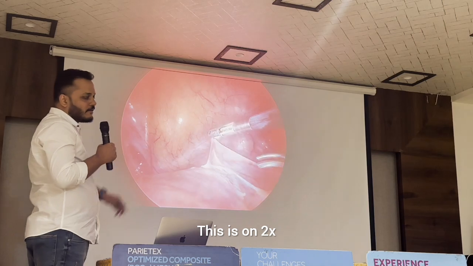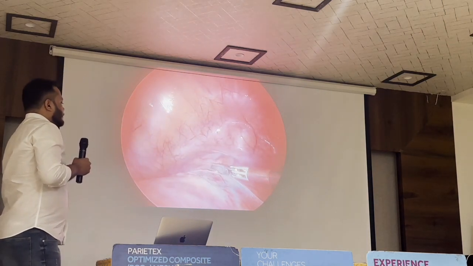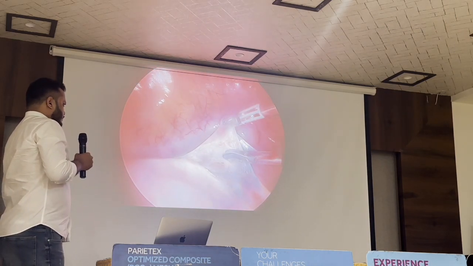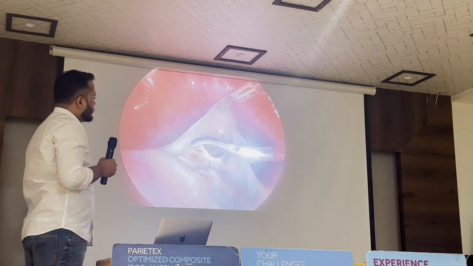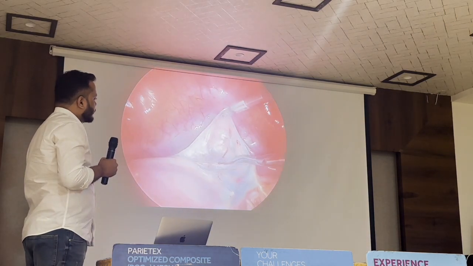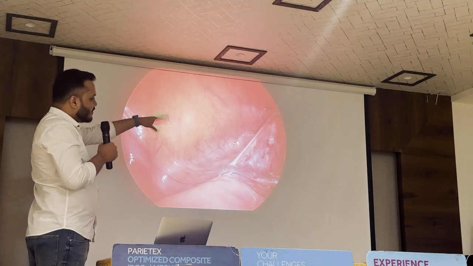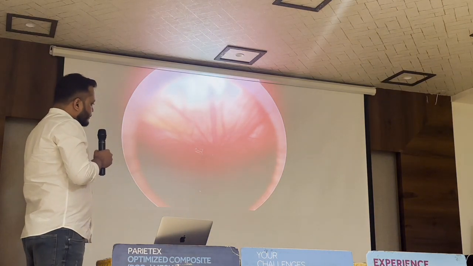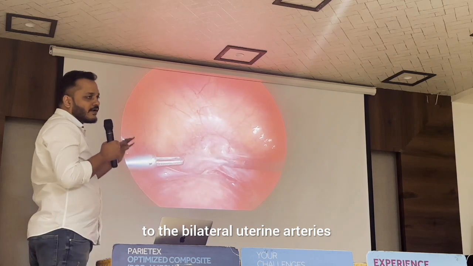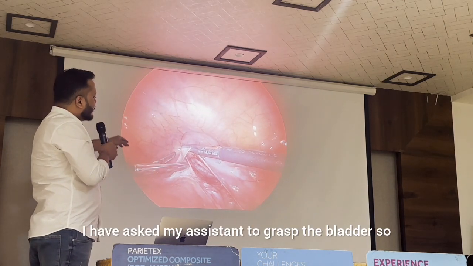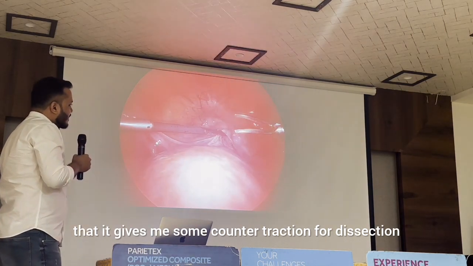This is on 2x, right? The entire fat that you can see, just push it away along with the bladder. And the second point was to stay anterior to the bilateral uterine arteries. Now, I have asked my assistant to grasp the bladder so that it gives me some counter traction for dissection.